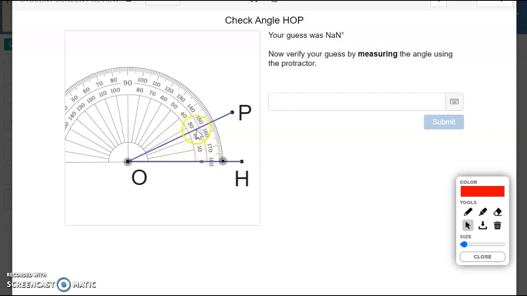So this is about halfway. And you can see that they have the little notches here. It is exactly halfway between 20 and 25. So in this case, it's between 20 and 25 halfway. So I would say measuring this, it is 25 degrees. And I submit that.